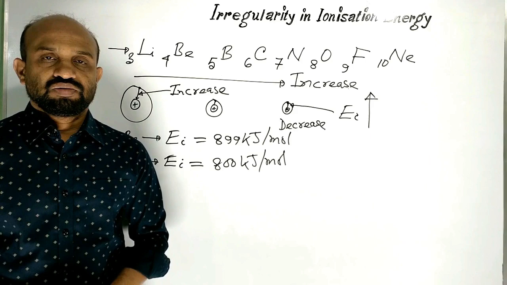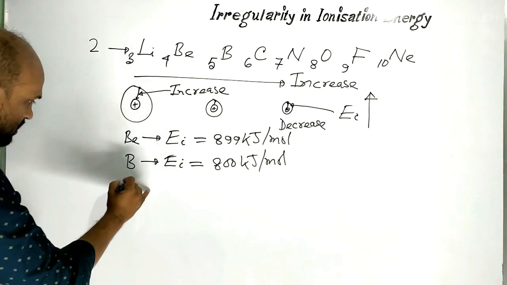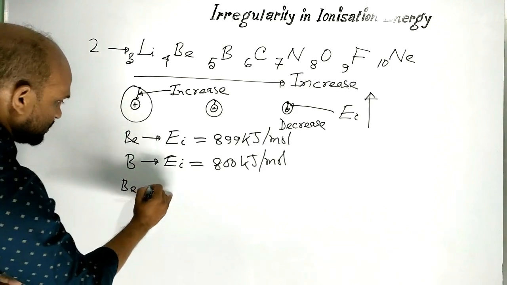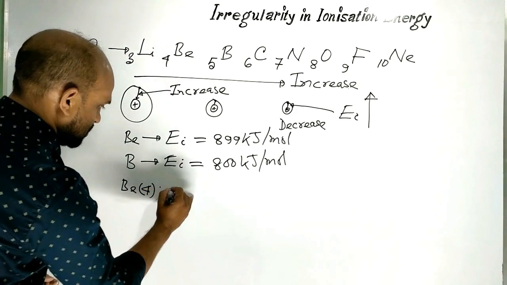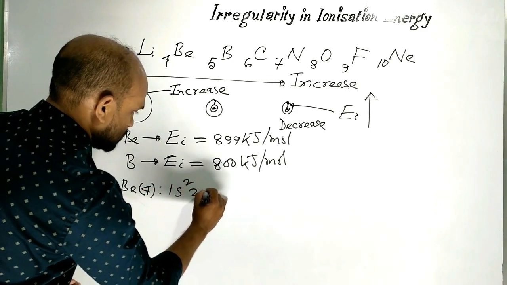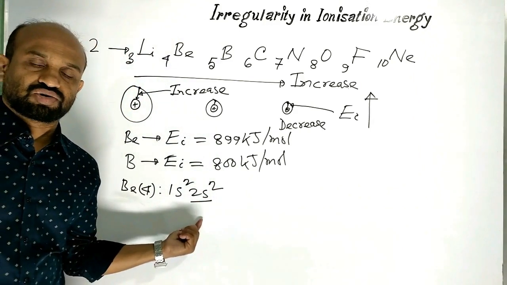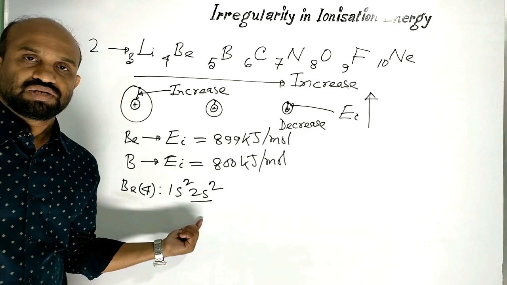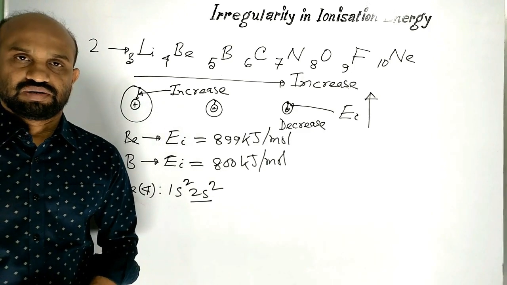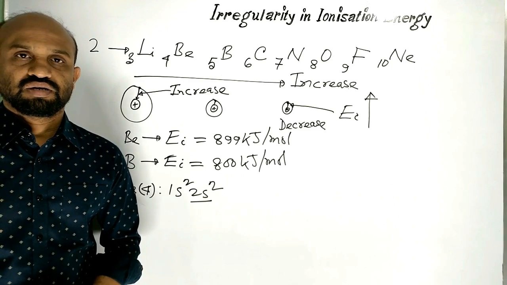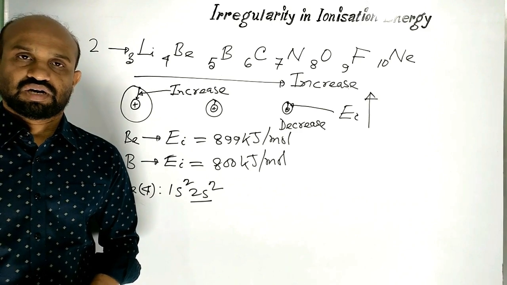Let's try to find the reason behind this. Here, atomic number of beryllium is 4. Electronic configuration: 1s2, 2s2. This is outermost shell electronic configuration, which is stable electronic configuration. Orbital is fulfilled. 2s orbital is fulfilled. Half-filled and full-filled orbitals are stable.